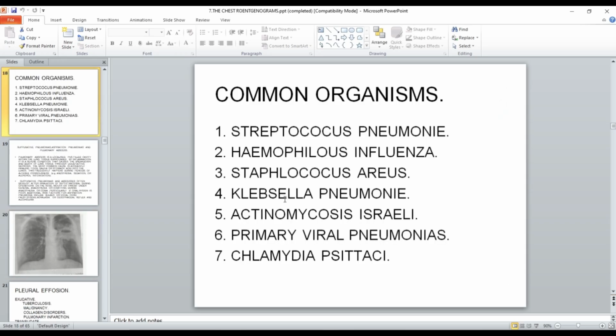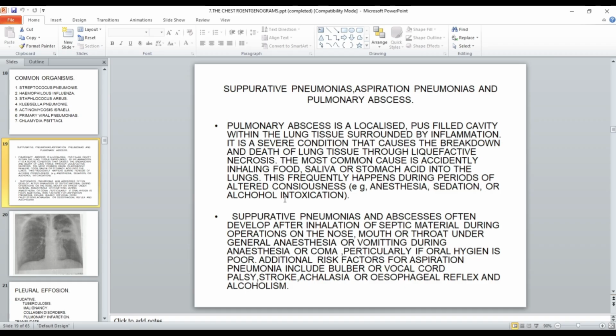The common organisms which give rise to pneumonia are Streptococcus pneumoniae, Haemophilus influenzae, Staphylococcus aureus, Klebsiella pneumoniae, Actinomycosis, sterile, primary viral pneumonias, Chlamydia psittaci, suppurative pneumonias, aspiration pneumonia, and pulmonary abscess.